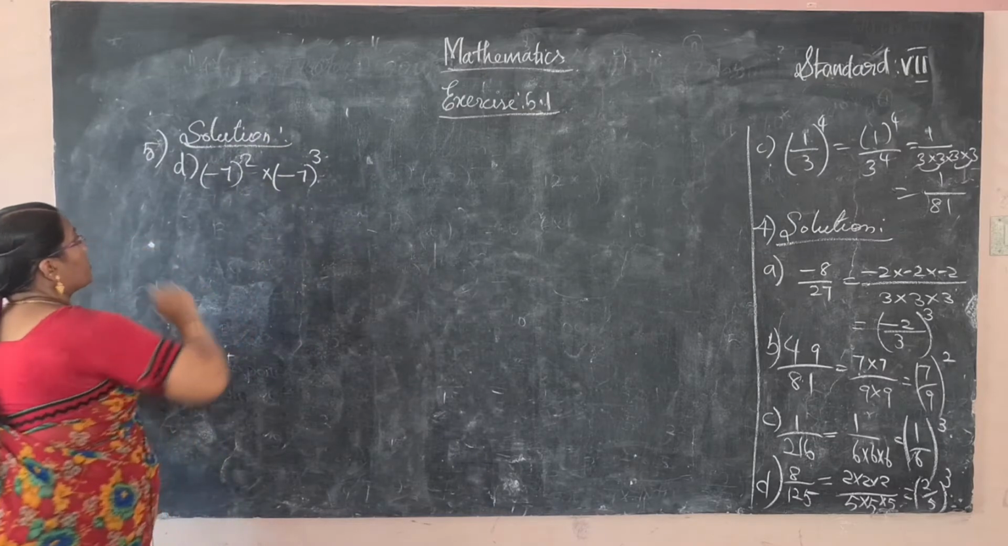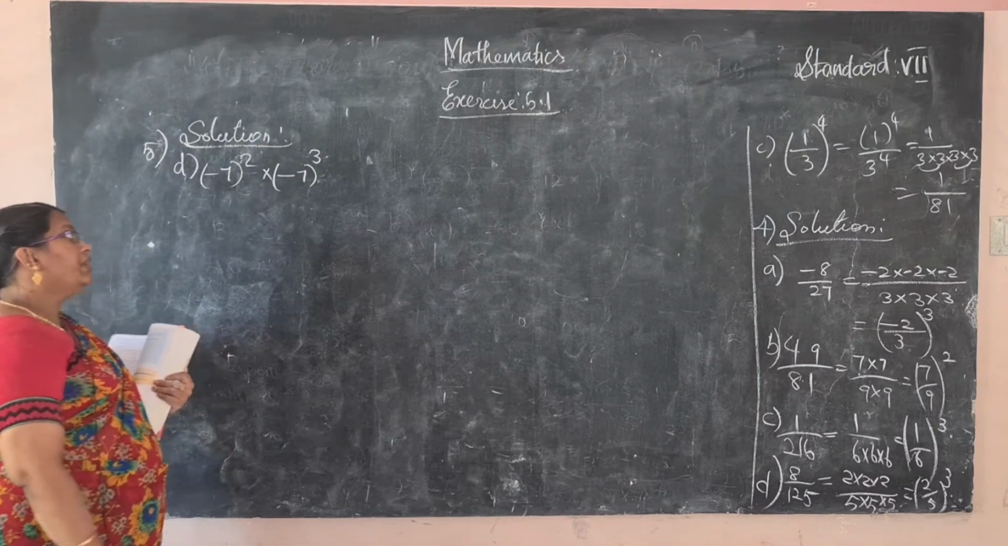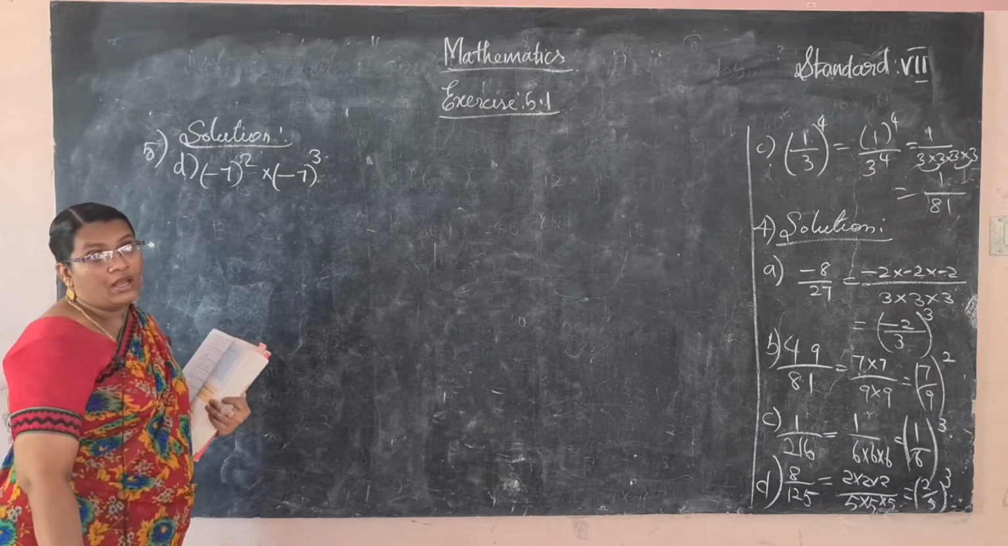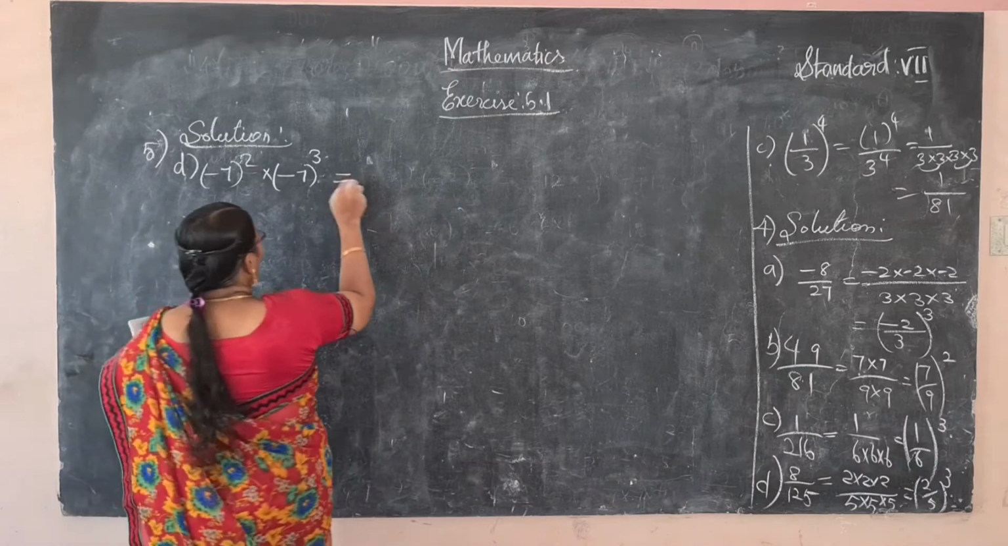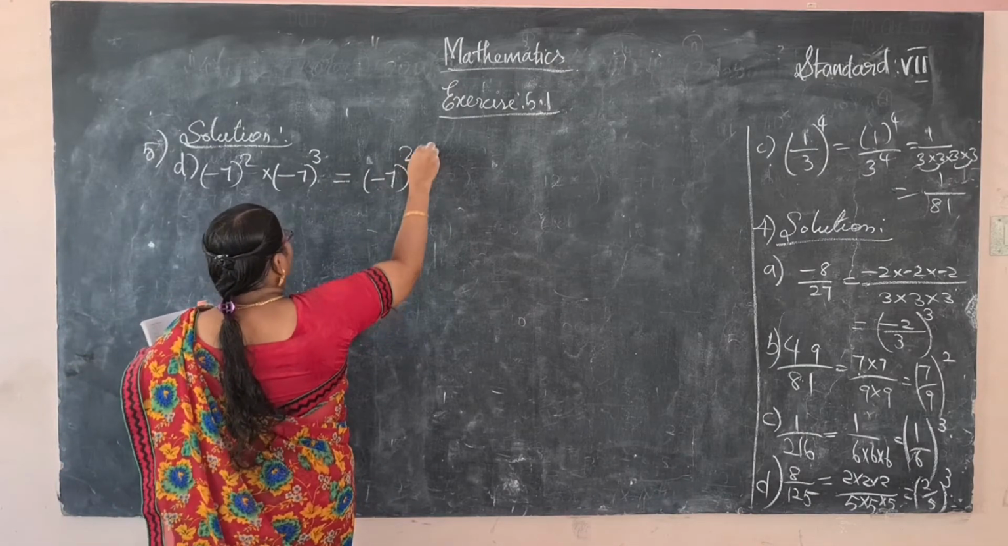So the bases are the same, the powers are different. Between these two numbers there is a product. So which rule have we applied? Product rule, or product law. So the powers will be added.